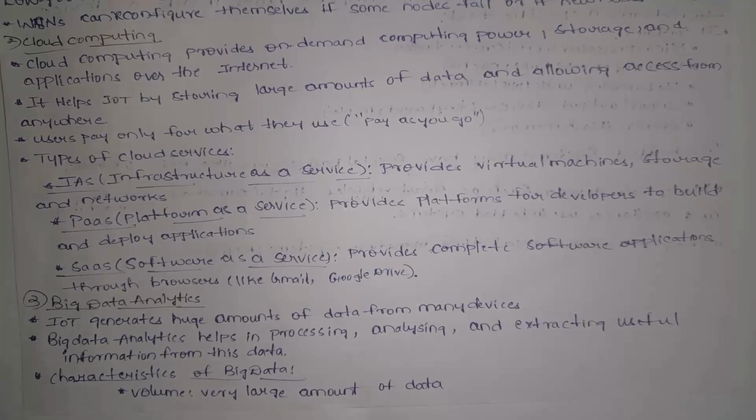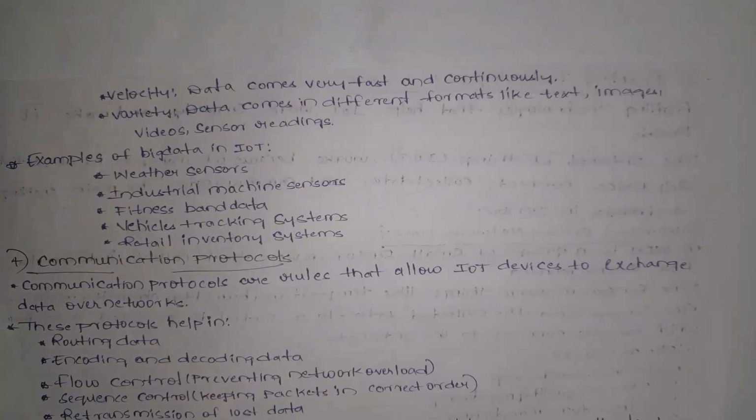And third one is big data analytics. Guys, IoT will generate a huge amount of data from various kinds of devices. With the help of big data analytics, processing, analyzing, and extracting useful information from a huge amount of data is very easy. So big data analytics can handle huge volumes of data, and it can handle velocity, that is, it can handle fast and continuous data, and it can handle varieties of data like text, image, videos, etc.